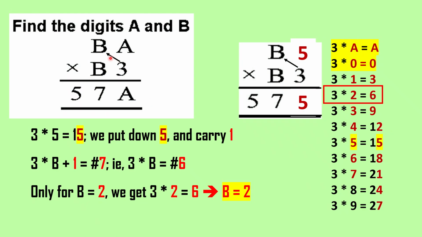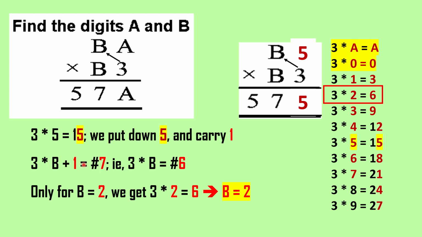So in the original sum, we have copied it again, putting 5 in place of A. BA, we have written B5, and 57A, we have written 575. Now, what is the next step? 3 into 5, 15, carried 1, right? You write down 5 and carry 1. Now 3 into B plus that 1 carried should give you something ending in 7.